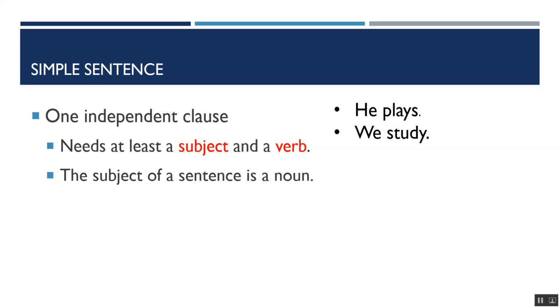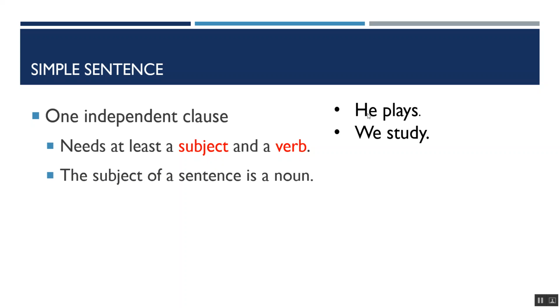So a simple sentence is one independent clause. An independent clause essentially means a simple sentence. It's a clause or a sentence that can stand alone. It needs to have at least a subject and a verb. Remember, the subject of a sentence is a noun.